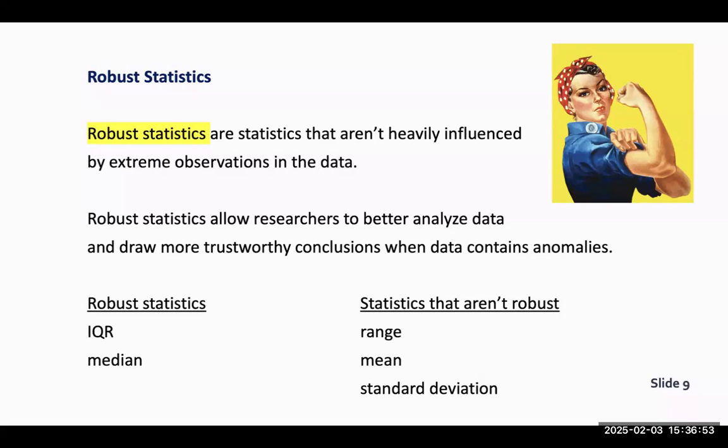So our robust statistics, the ones that aren't influenced as much by extreme observations, are the IQR and the median. And statistics that are influenced by extreme observations, and so you don't want to use them when you have really skewed data, are range, mean, and standard deviation.